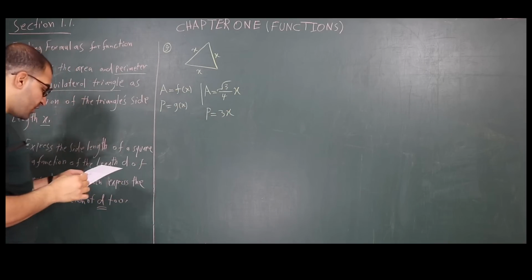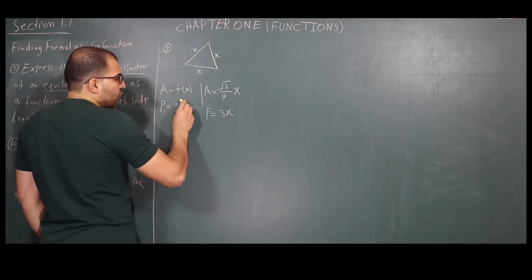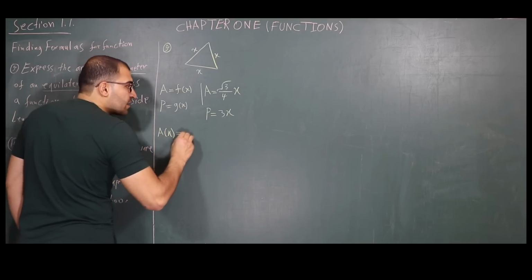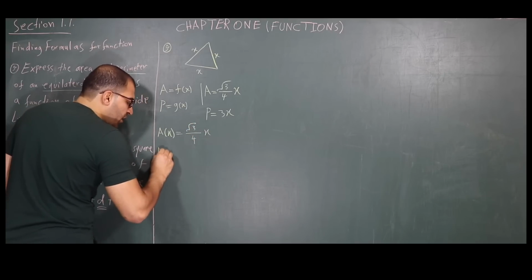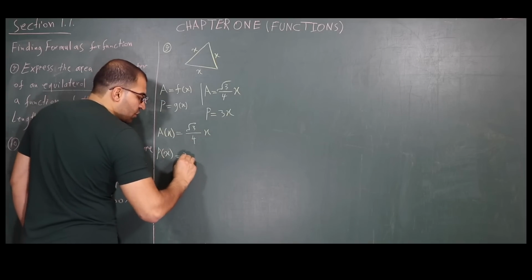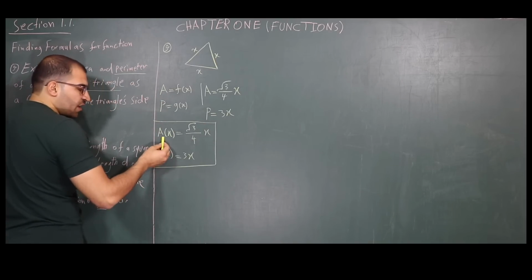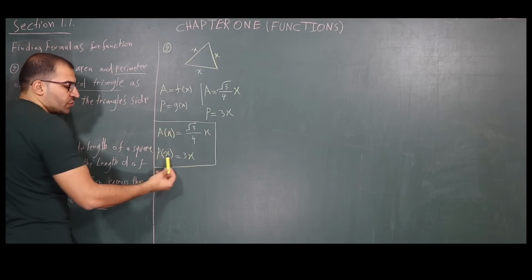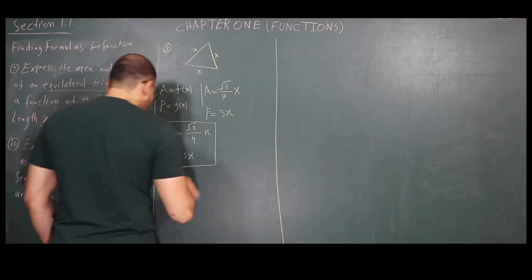Okay, it's too easy and straightforward, and we can see right now that we wrote A as a function of x, which is the square root of 3 over 4 x squared, and we wrote P depends on the variable x, which is 3x. So we expressed the area as a function of x and expressed the perimeter as a function of x, which is the length of the side of the equilateral triangle.